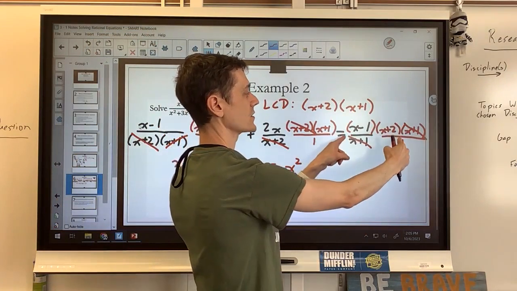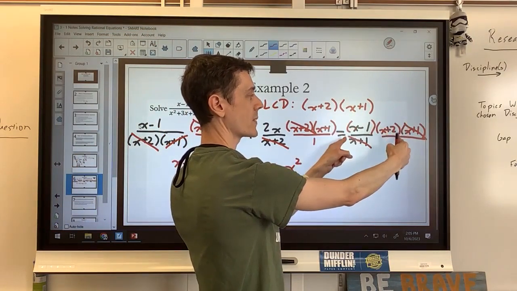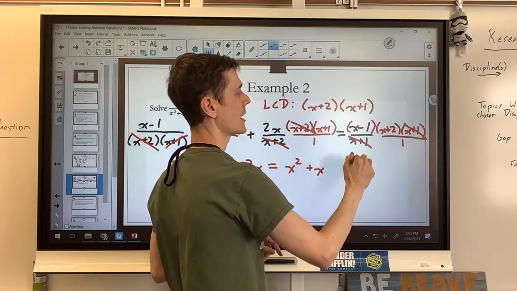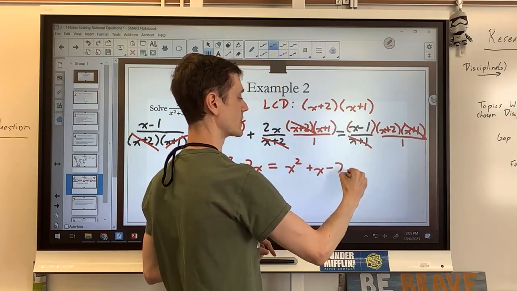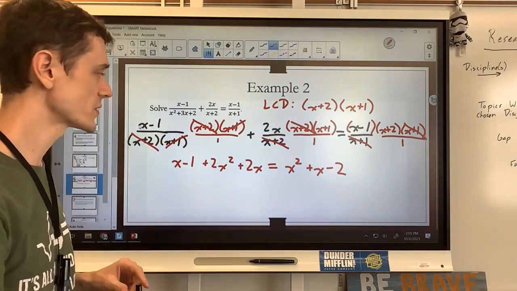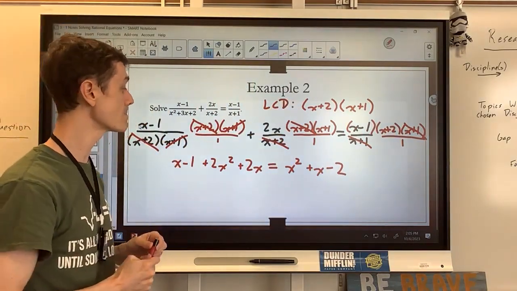I know that the outside and inside distributions are going to create positive 2x and negative 1x, so that'll be positive x. And then the last product is going to give me a negative 2. If you want to do that as two steps, you absolutely can, but it does save room on your paper if you do the distributing at the same time.